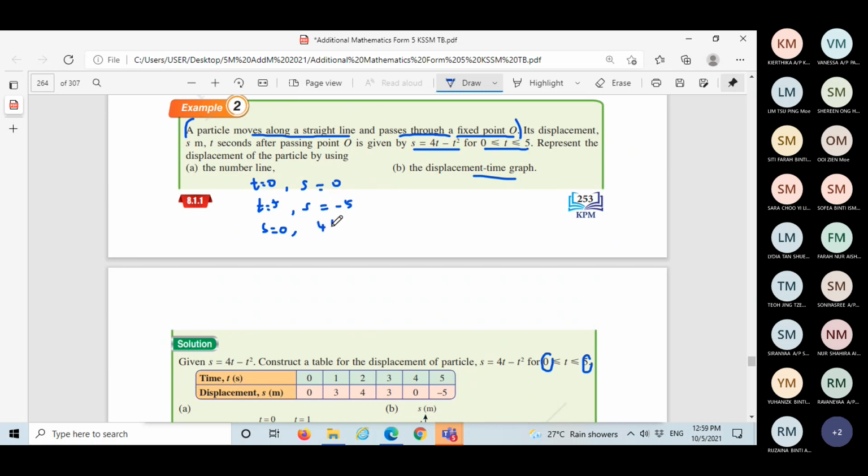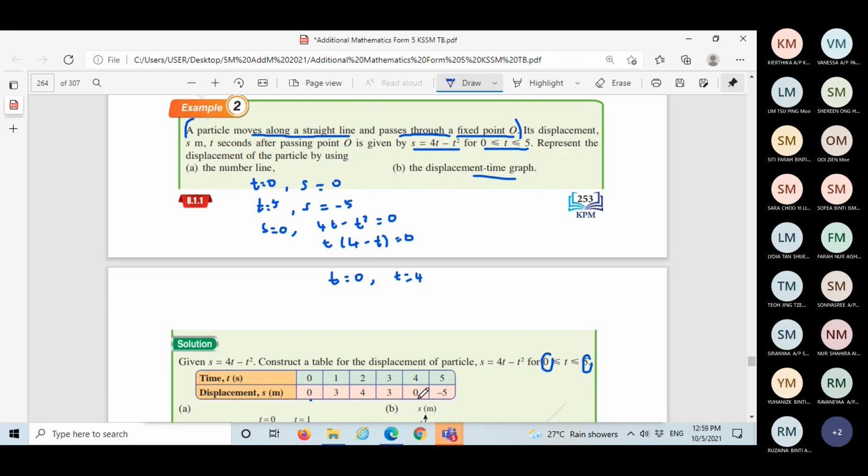So 4t minus t squared equals 0. I factor out t, so t times (4 minus t) equals 0. Therefore, t equals 0, 1 point, and then t equals 4, 1 point. So at these 2 points, the s is 0.